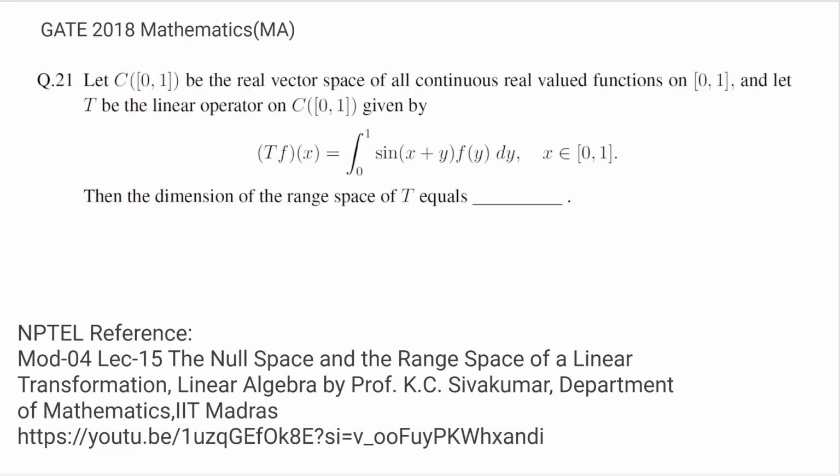The problem is from GATE 2018 mathematics paper, question number 21. The problem given is: let C[0, 1] be the real vector space of all continuous real valued functions on the closed interval [0, 1], and let T be the linear operator on C[0, 1] given by T(f)(x) = integral from 0 to 1 of sin(x + y) f(y) dy, where x is in the closed interval [0, 1]. Then the dimension of the range space of T equals to.